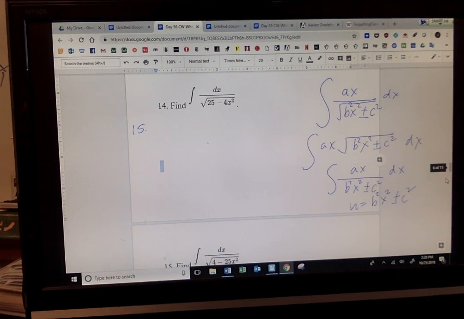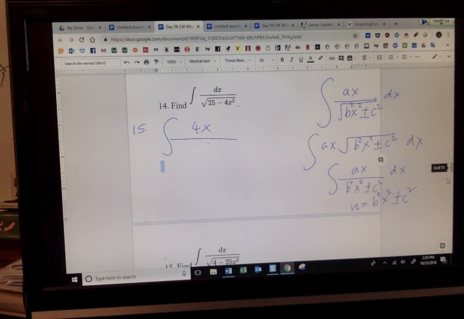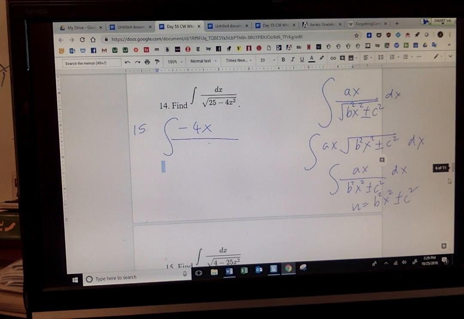Okay. Guys, penúltimo problema del día. Okay, the last but two problems of the day. Let's put a negative 4x over the radical of 16x squared plus 25.